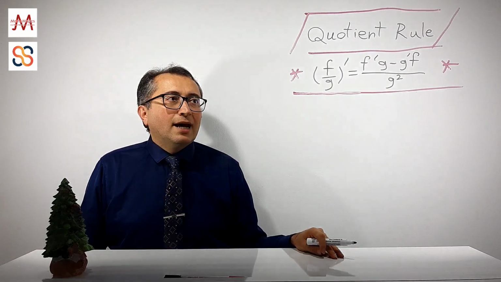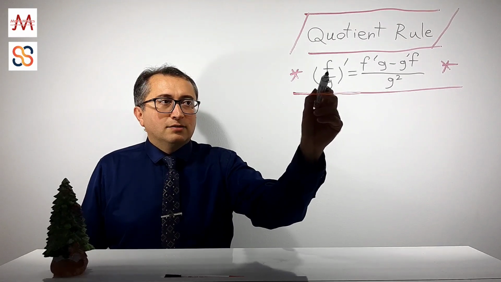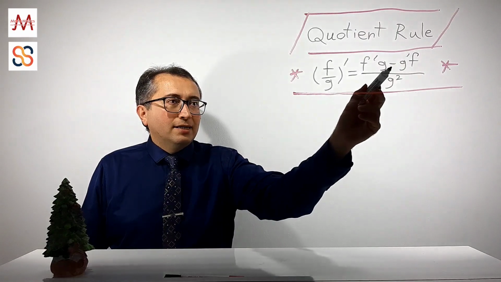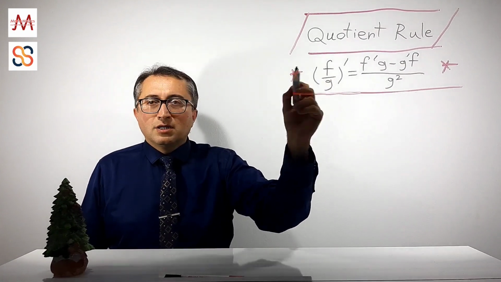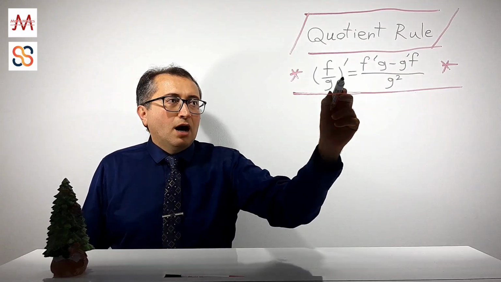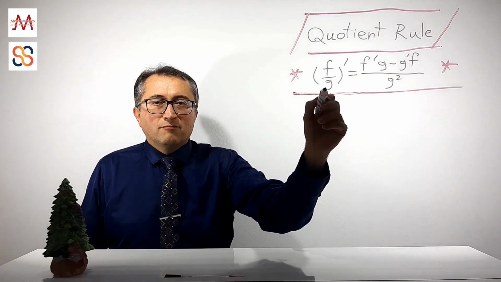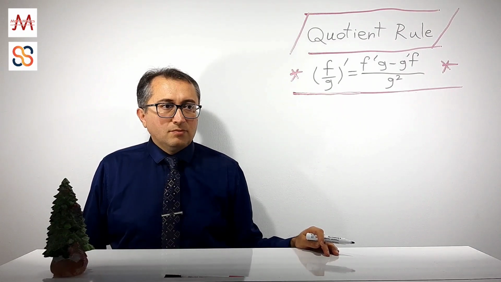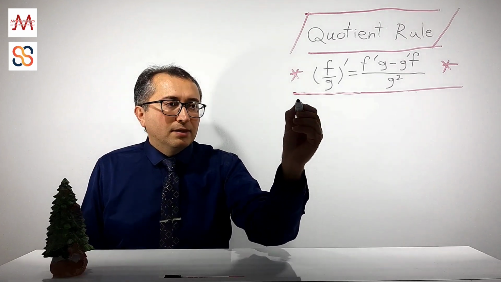Simply, this means that we have to take the derivative of the top function multiplied by the bottom function, minus the derivative of the bottom function times the original top function. All terms are divided by g, the bottom function, squared to the power of 2. Now, let's try to solve this example.